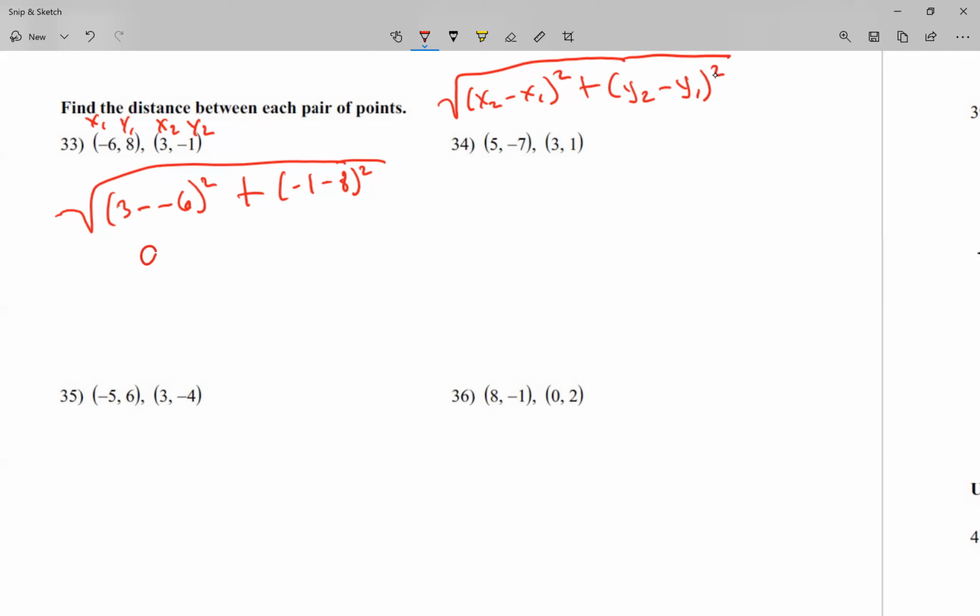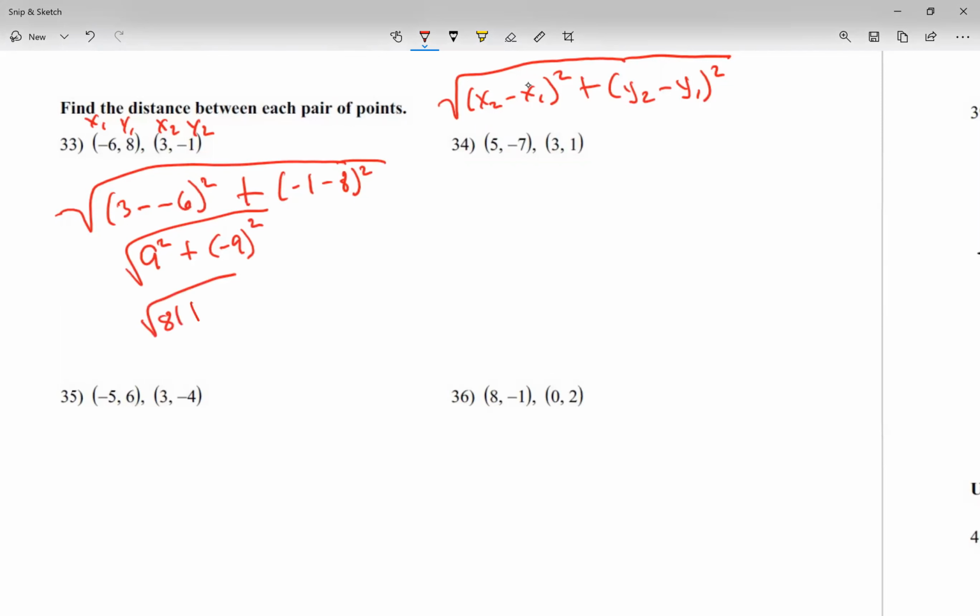So now my first parenthesis, 3 minus a negative 6. That's basically 9. 9 squared. My second parenthesis, negative 1 minus 8. That's basically a negative 9 squared. And all of this is inside the square root. Then I have 81 plus 81, all of it inside a square root. So I have the square root of 162. Simplify the radical if possible.